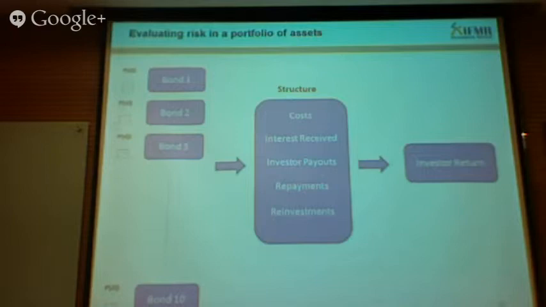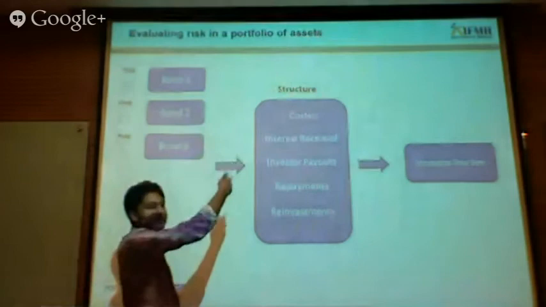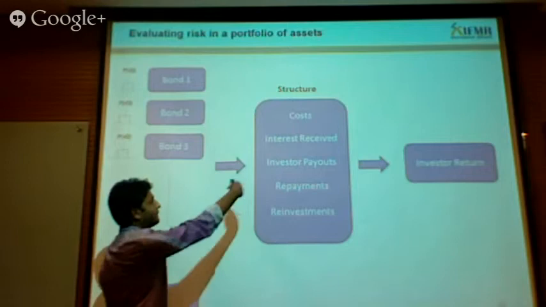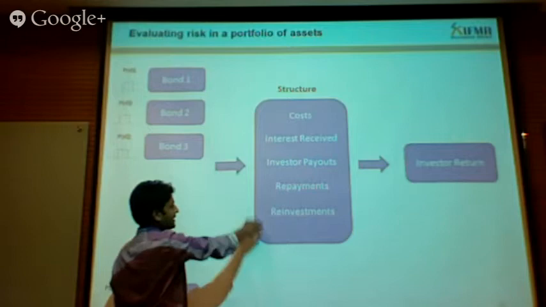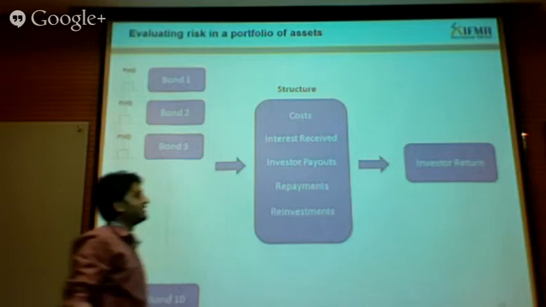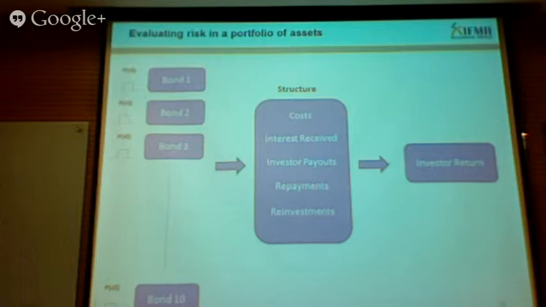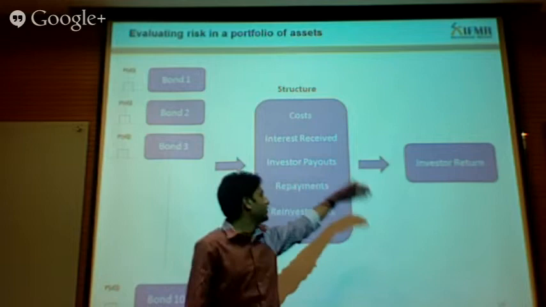And so the structure that they'll be looking at is, say you have 10 bonds, and you're combining them into a structure, and that structure has some cost. It will receive interest from these bonds. It will pay out some interest to the investors. It will have some principal repayments from here. It will do some reinvestments, so a lot of things are happening here. And finally, the investor gets some return. Capital markets folks will obviously see how similar this structure is to a securitization transaction, or to a CDO structure, where you combine bonds into a structure. And obviously in a CDO, in the case of securitization, we can also define a waterfall here. So you'll have multiple investor returns given the different tranches that investors subscribe to.